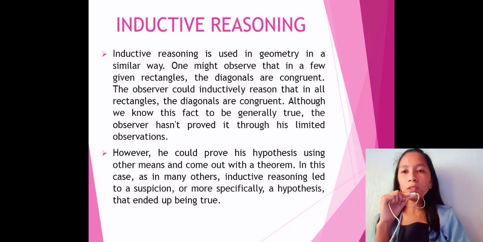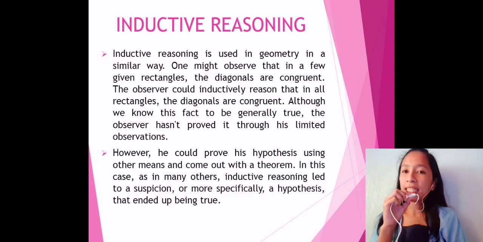Although we know this fact to be generally true, the observer hasn't proved it through his limited observation. So, ito nga yung sinasabi natin kanina, dahil limited lang yung kaalaman natin, which is yung na-observe lang natin, hindi talaga natin alam whether it's true or false. We have limited knowledge. We don't have proof or evidence na magpapatunay kung tama ba talaga yung hypothesis natin. However, he could prove his hypothesis using other means and come out with a theorem.